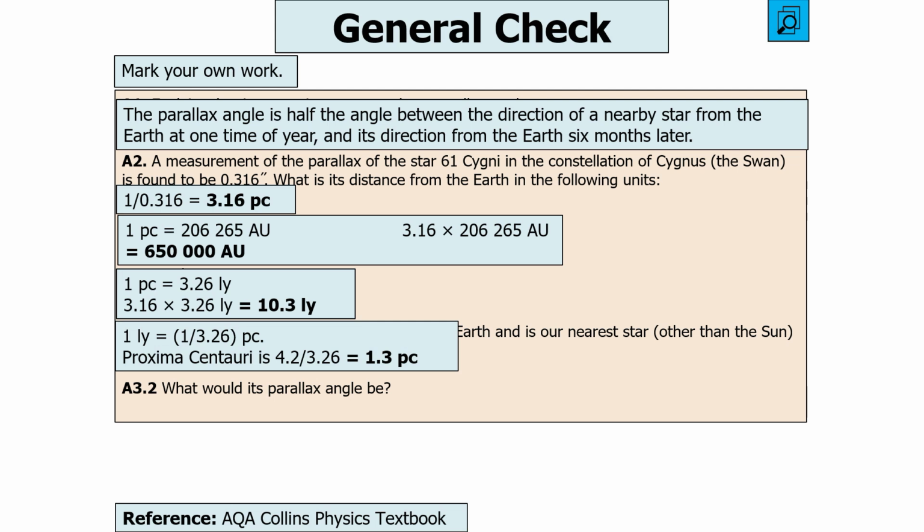And then remember, we can work out the parallax angle because it's 1 over the distance to the star in parsecs, and it gives you the angle in arcseconds, so it's 1 over 1.3, which is 0.77 arcseconds.